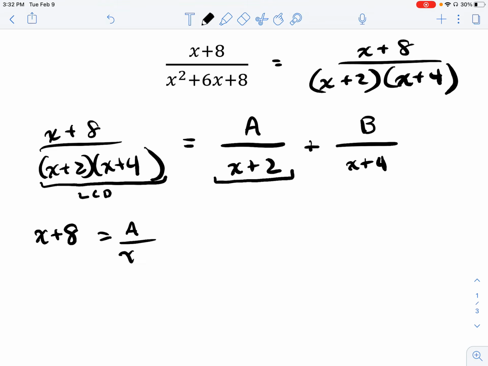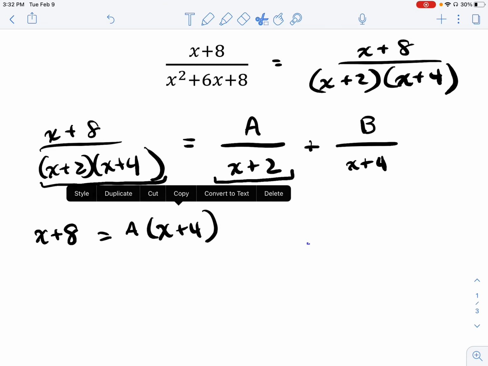I'm just going to write this for now, and then I'm going to erase it just because I don't want it to be too cluttered, but I want to make sure you see what's happening here. When I multiply this first fraction by my LCD, I notice that my denominators divide out, and what's left over is just a times x plus 4. So I'm going to go ahead and write that there. A times x plus 4.